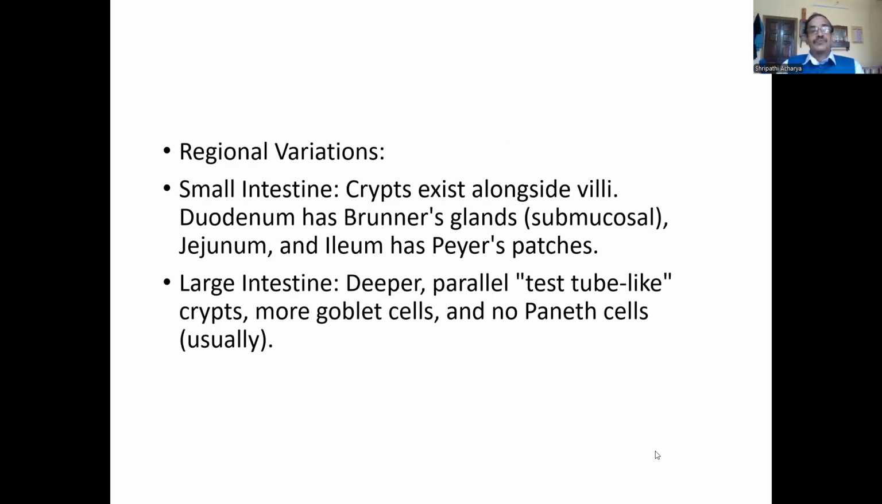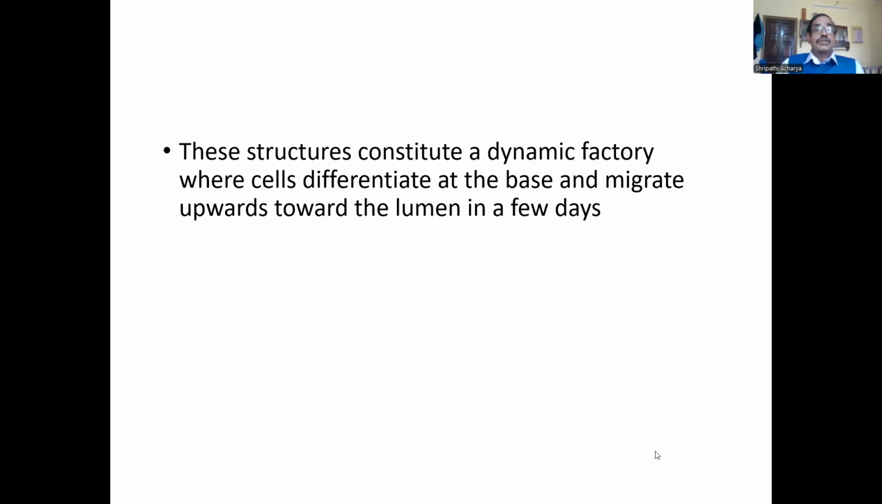Regional variations. In small intestine, crypts exist alongside villi. Duodenum has Brunner's glands, submucosal. Jejunum and ileum have Peyer's patches, lymphatic. Large intestine. In large intestine, deeper, parallel, test tube-like crypts, more goblet cells, and usually no Paneth cells. Goblet cells secrete mucus. These structures constitute a dynamic factory where cells differentiate at the base and migrate upwards toward the lumen in a few days.